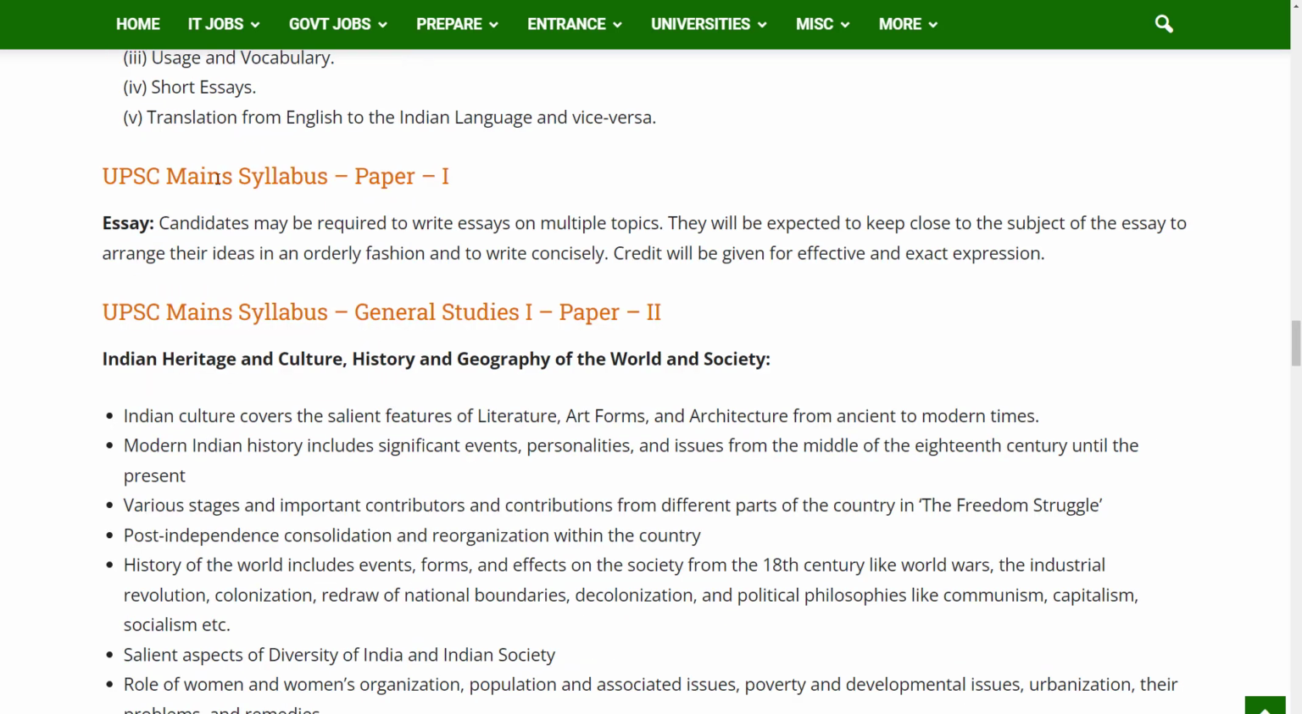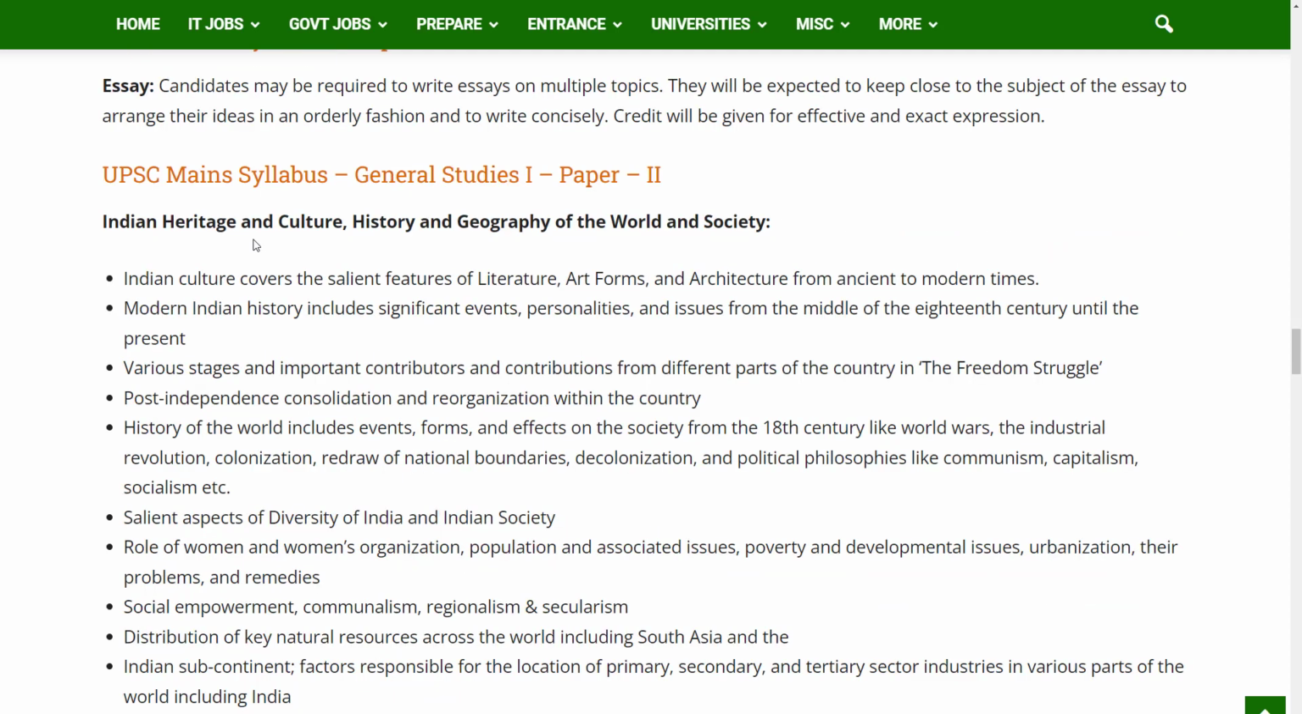And while looking at the mains examination syllabus Paper 1, in this you will have essay paper. Candidates may be required to write the essay on multiple topics. They will be expected to keep close to the subject of the essay, to arrange their ideas in orderly fashion and to write. Credit will be given for the effective and exact expression.